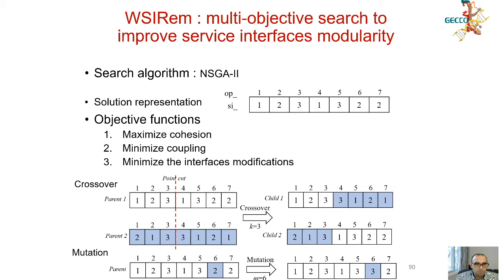As for crossover, we use the standard single point crossover. We select a position, split up two parent solutions, and merge them to have two child solutions. As for the mutation, we select one or more random positions in the vector, and then we change them to other interfaces. For example, here operation number 6 was assigned to interface number 2, and we change it to assign it to interface number 3.